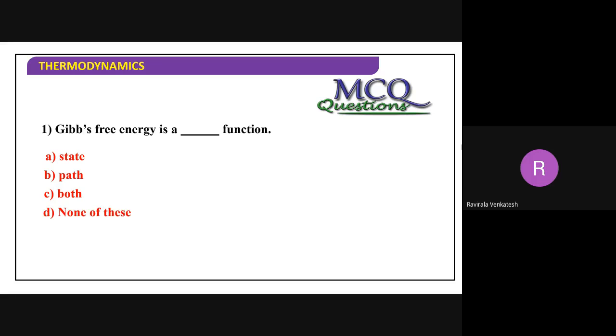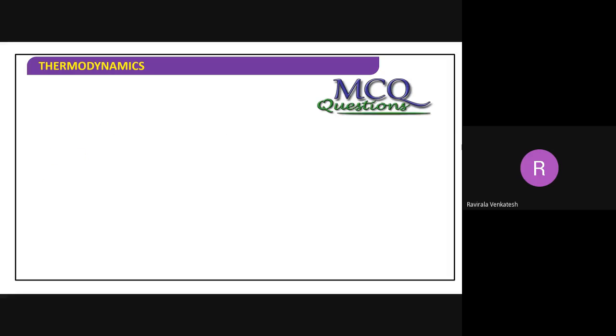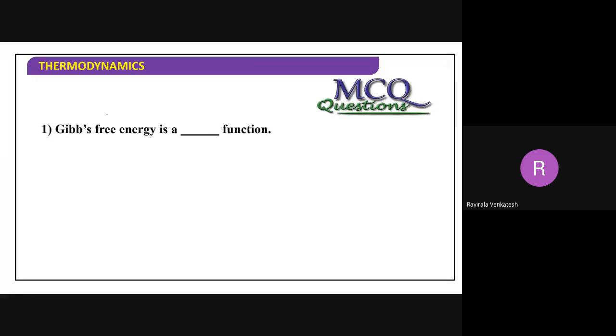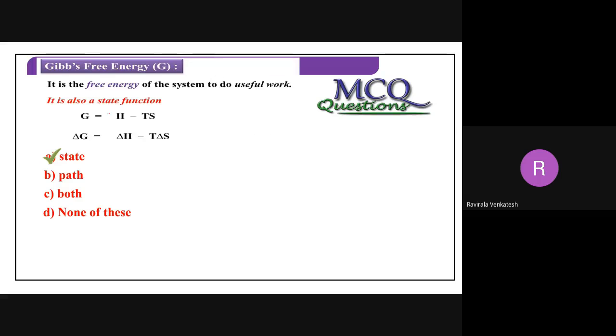Yesterday we discussed this one. Gibbs energy is which type of function? State function. Observe here, I have written delta G. Wherever you write delta, that is a state function only. Remember this one. You write delta means a state function. They depend upon the initial and the final states only.